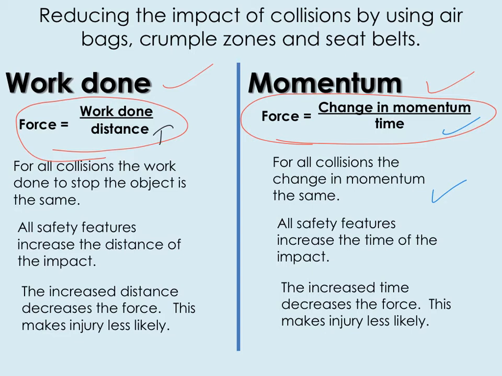So in this case, all safety features increase the time period of the impact. So things like the seat belts will stretch, making the collision last longer. The airbag will deflate, making the collision last longer. And the crumple zones obviously will compress, making the collision last longer. So time is increased, and you can see that for the same change in momentum, an increase in time will decrease the force, and again, once more, decreasing the force makes injury less likely.